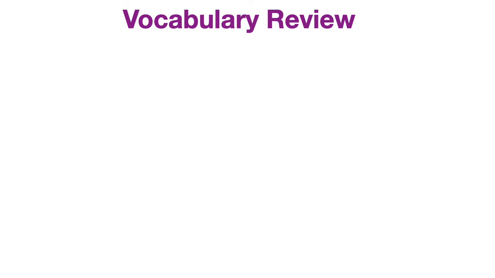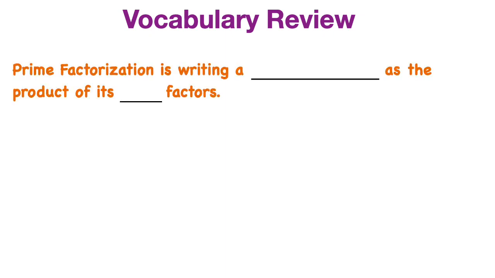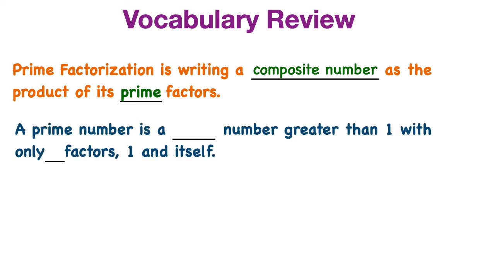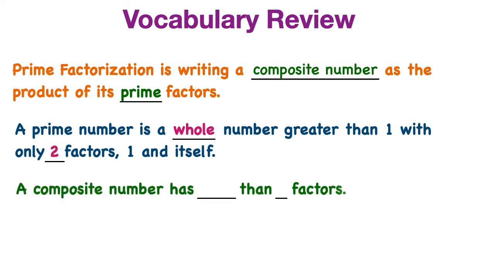Let's wrap this up with a vocabulary review. So we had 3 important vocabulary words. Prime factorization is writing a composite number as the product of its prime factors. A prime number is a whole number greater than 1 with only 2 factors, 1 and itself. And a composite number has more than 2 factors.